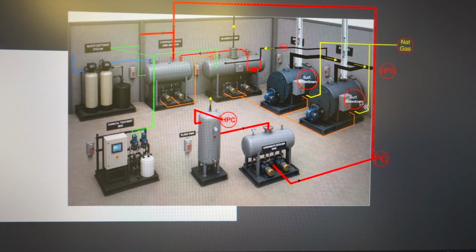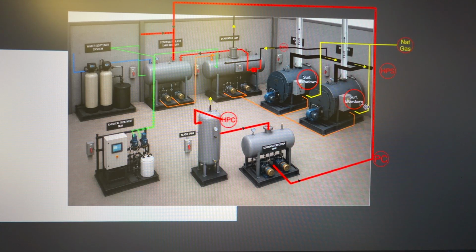Next is the surface blowdown controller and solenoid valve. The surface blowdown controller automatically removes water from the surface of the boiler to maintain proper water quality. As steam leaves the boiler, dissolved solids remain behind. Over time, these dissolved solids become concentrated and cause foaming, carryover, scaling, and poor steam quality.